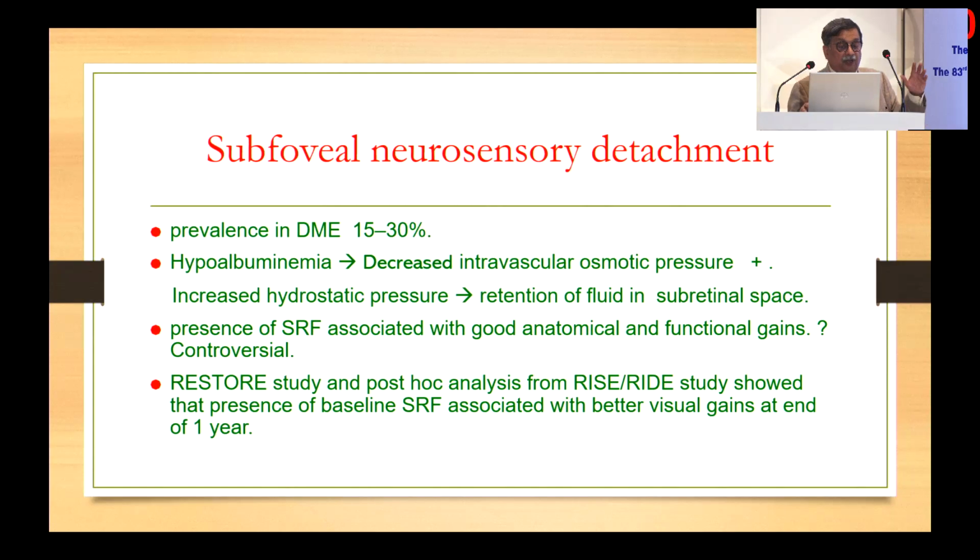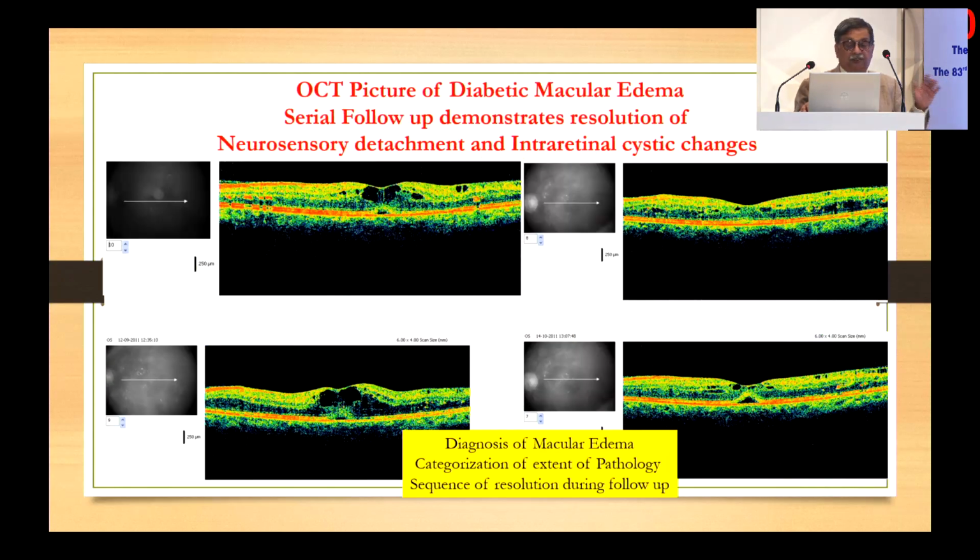Neurosensory detachment is another sign of diabetic macular edema, present in up to 15 to 30% of cases, more associated with nephropathy, hypertension, and once they become okay, it becomes better. These patients show a better visual prognosis. It's basically because they don't damage the retina as much as intraretinal cysts do.